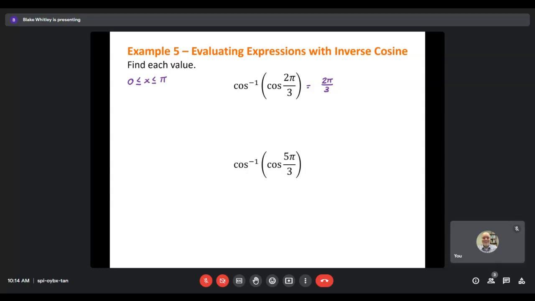Now the second one, 5 pi over 3, is bigger than pi, so it's outside of that domain. We cannot use our cancellation properties, so we're actually going to have to evaluate this step by step. Again, think about your unit circle. We have to think about 5 pi over 3. Well, 5 pi over 3 is going to be right down here. Its ordered pair is going to be a positive 1/2 and a negative square root of 3 over 2. Now, since we're doing cosine of 5 pi over 3, we're looking at our x value. And so this means we're taking the inverse cosine of 1/2.